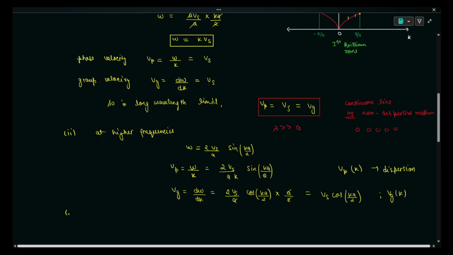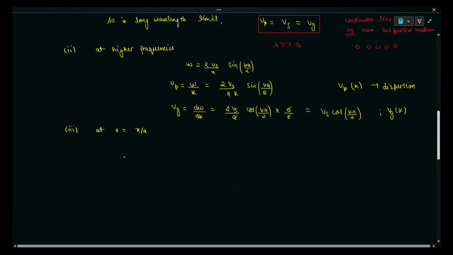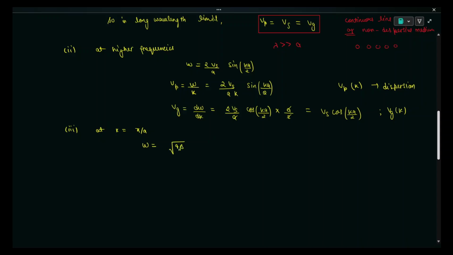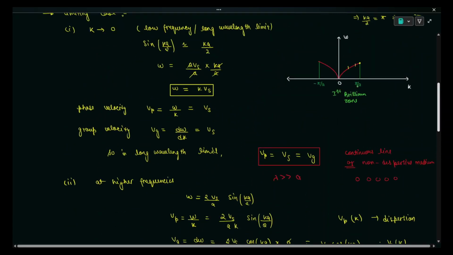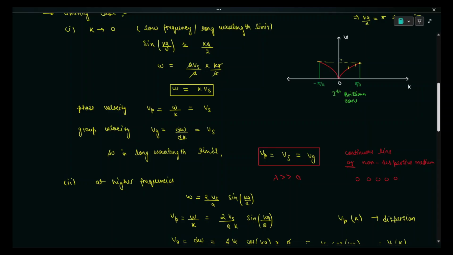Now let's see the behavior at the zone boundary. So at k equal to pi by a, the frequency will be maximum. So that will be under root 4 beta by m. You can see here in the graph also at this pi by a, the frequency is maximum. So this value is under root 4 beta by m.